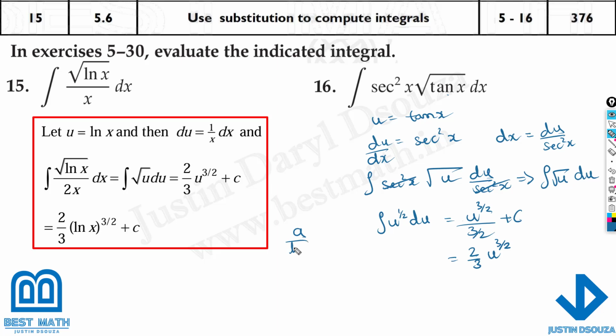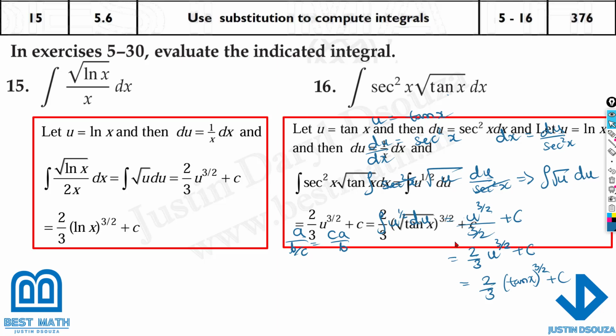It's like a divided by b by c. What is the value? It'll be ca divided by b, isn't it? The b remains, whereas this goes up. It'll be ca. So whatever is down over here will be multiplied with the above, plus c. Now what was u initially which we assumed? U was only tan x. So 2/3 of tan x to the power 3 by 2 plus c is the correct answer. Now if you look at this solution over here, it's all right, 2 by 3, raised to the power 3 by 2, that's also correct, but only the square root of tan x is the error.